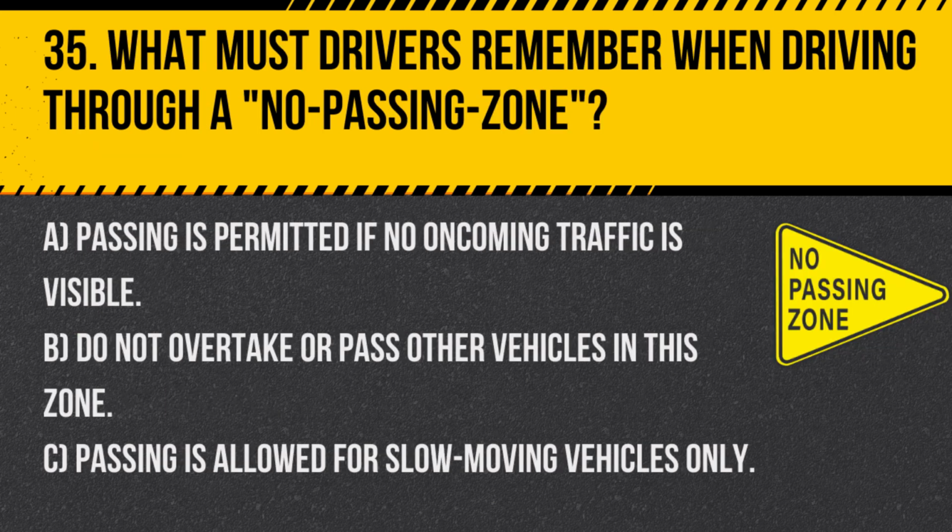Question 35. What must drivers remember when driving through a no passing zone? A. Passing is permitted if no oncoming traffic is visible. B. Do not overtake or pass other vehicles in this zone. C. Passing is allowed for slow-moving vehicles only. Answer: B. Do not overtake or pass other vehicles in this zone. These zones are marked where visibility or road conditions make passing unsafe.